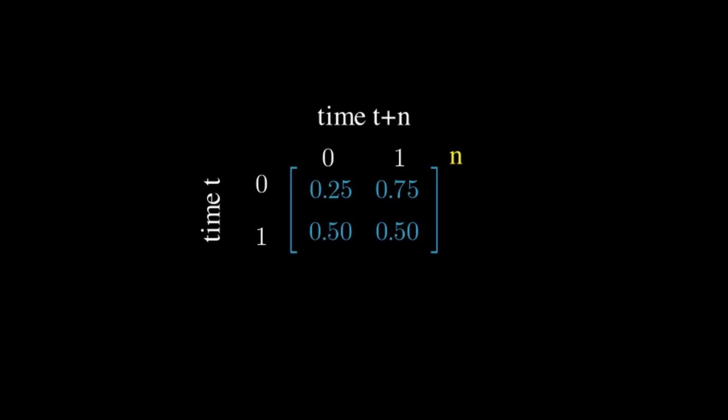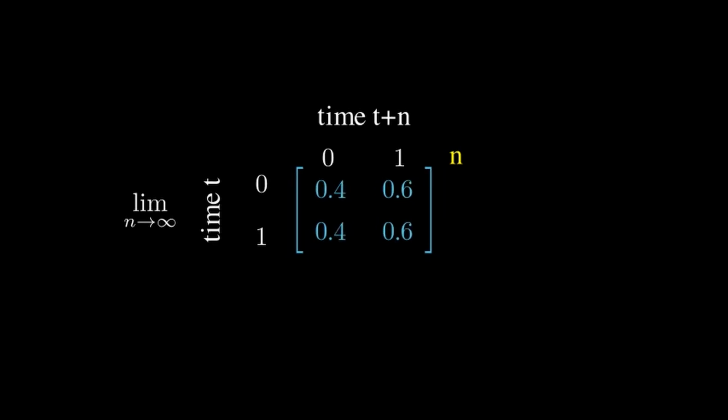Now I want to ask, what if we let n approach infinity? The result is that the value of the matrix converges to certain numbers. And here the numbers are 0.4 and 0.6. So this means in the long term, the probability of state 0 is 0.4, and of state 1 is 0.6.